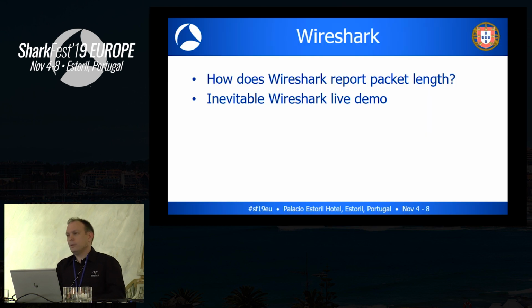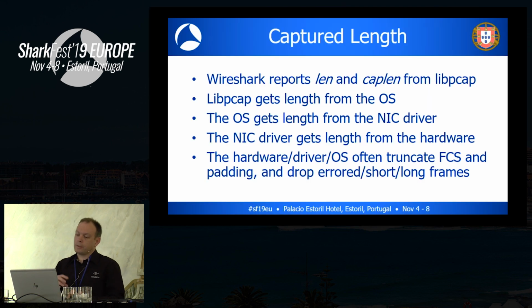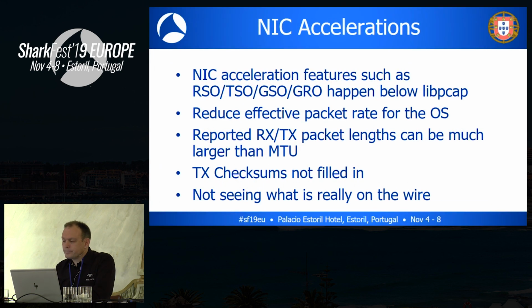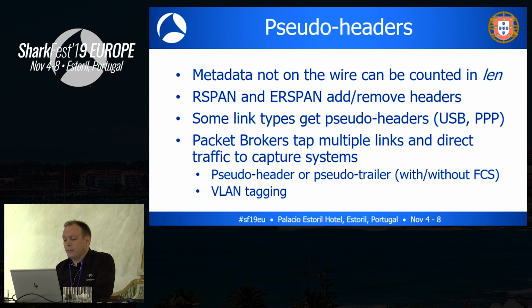There's a few notes here, so if for some reason you're looking at the slides later, you don't have the trace files, we've just summarized what's on there. So that's about the capture length. This is about the NIC accelerations and how the point of it is to reduce the effective packet rate or to make it more efficient. And then pseudo headers.